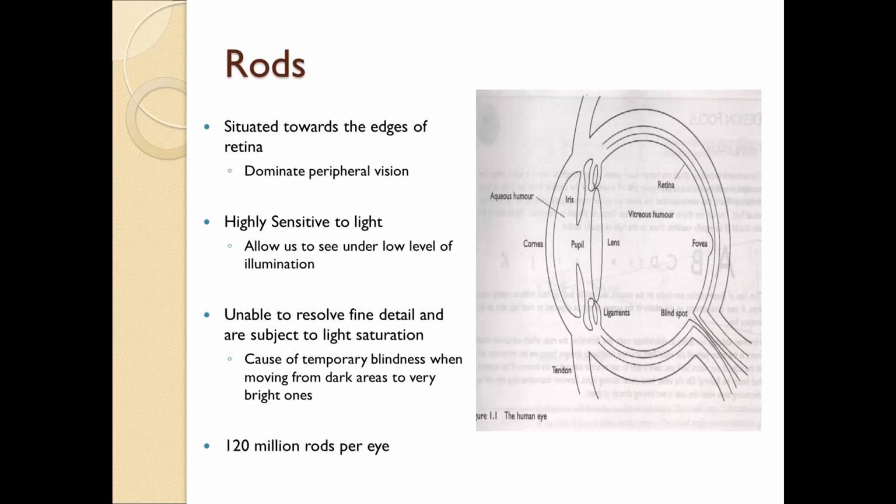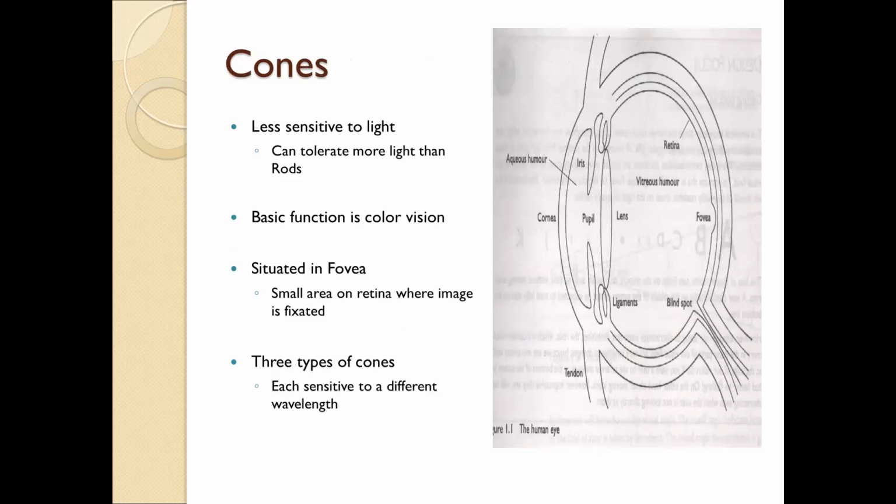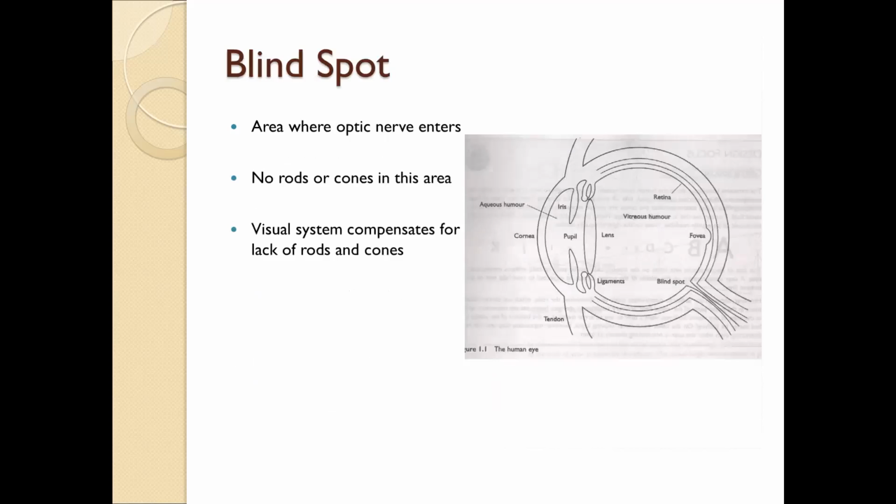There are 120 million rods per eye. Cones are less sensitive and can tolerate more light, while rods are very highly sensitive. The basic function of cones is color vision. Then the fovea: it is a small area on the retina where images are fixated. There are three types of cone, each sensitive to a different wavelength.